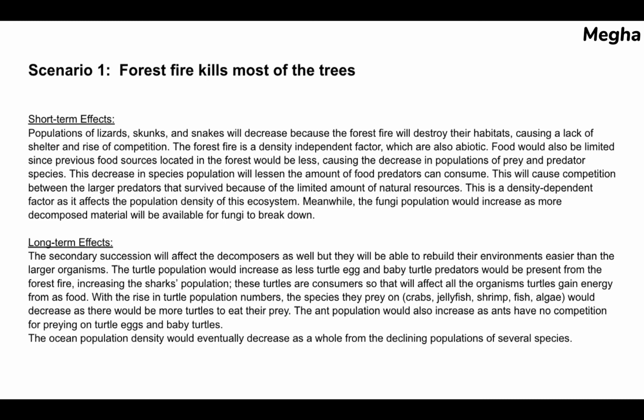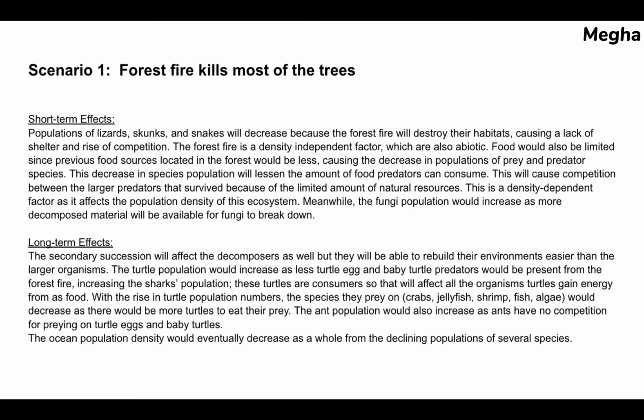The short-term effects of the forest fire would be a decrease in lizard, skunk, and snake populations. It'll destroy their habitats, causing a lack of shelter and rise of competition. The forest fire is a density-independent factor, which are abiotic. Food would also become limited since the previous food sources located in the forest would be less because of the forest damage. This would cause a decrease in populations of both prey and predator species.